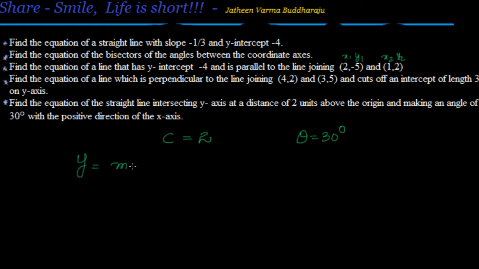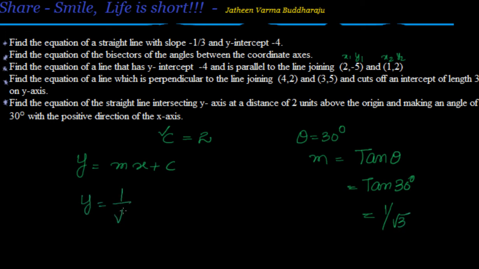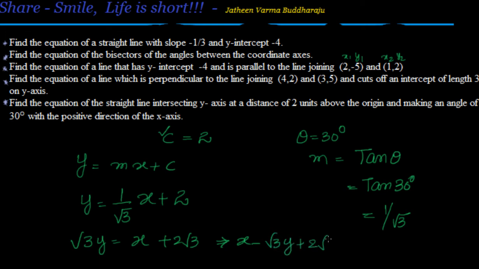Now for the equation y equal to mx plus c, I need c and m. C is already available. M I know is nothing but equal to tan theta, that's nothing but equal to tan of 30, that's nothing but equal to 1 by root 3. So if you substitute y equal to 1 by root 3 into x plus 2, or root 3y equal to x plus 2 root 3, or x minus root 3y plus 2 root 3 equal to 0.